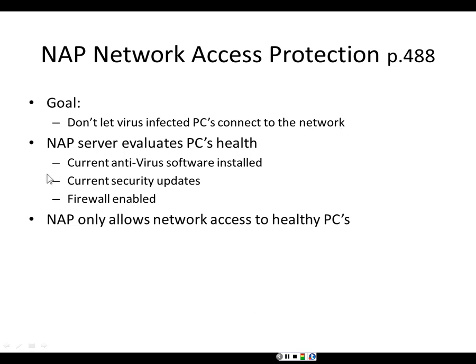So network access protection evaluates a PC's health or a laptop's health. It verifies that it has currently updated antivirus software, and also that the security updates are current, and that the firewall is enabled. Network access protection only allows network access to healthy PCs. And what do you mean by healthy? It has antivirus software, it has all the latest security updates, and the firewall is enabled.